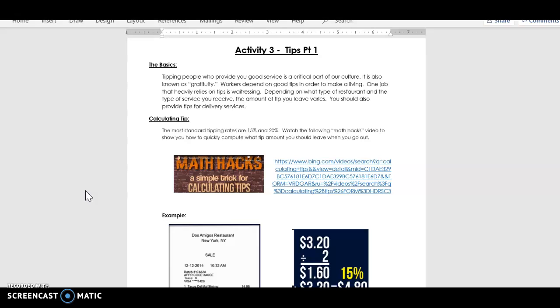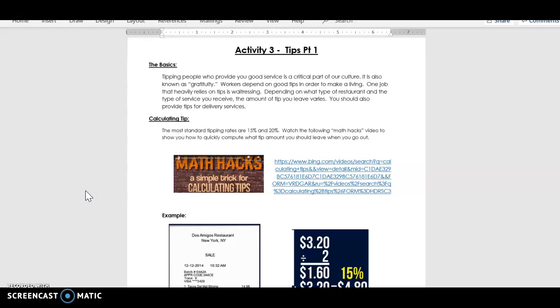This is a motivational tactic for employers because, again, service is the name of the game. And if you are in the service industry, they want to make sure that you do a nice job. And you're motivated to do a good job if you are a service worker because the better job you do, the higher tips you make. So again, depending on what kind of place you're going to and what kind of service you're receiving, the amount of tip you do leave varies. The most standard tipping rates are often 15 and 20%, mostly looking at the restaurant industry.